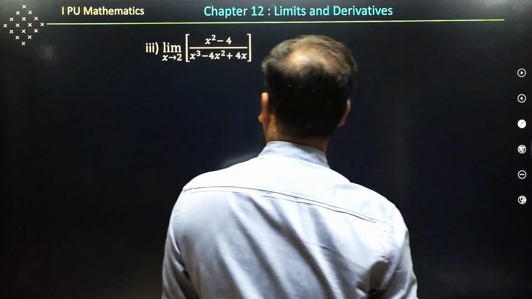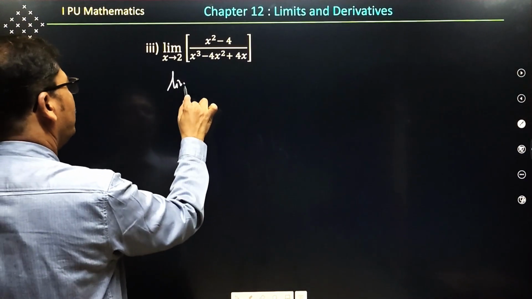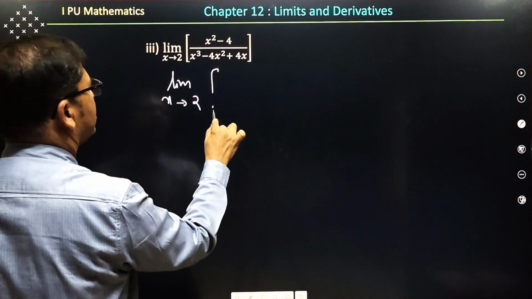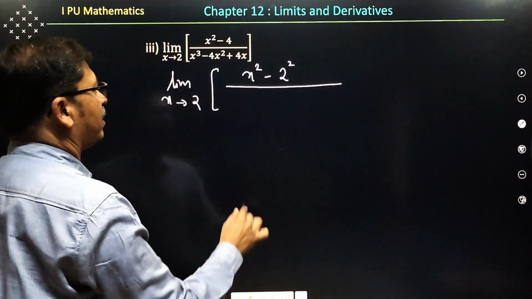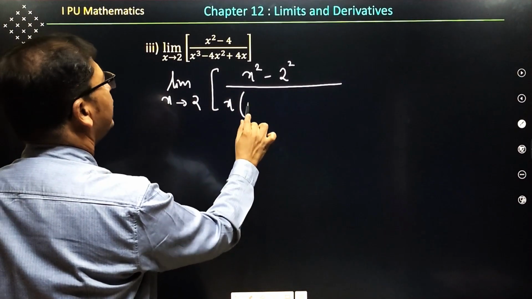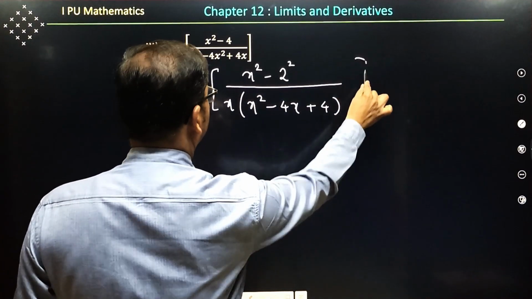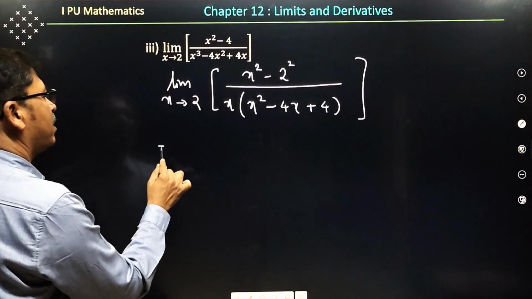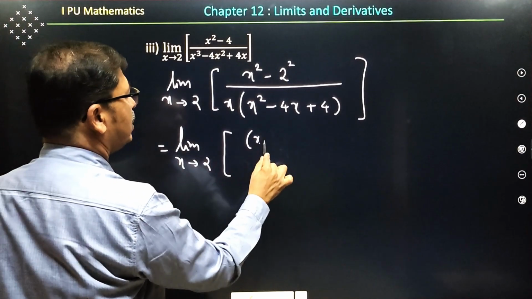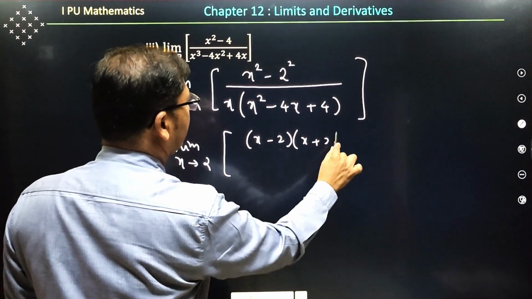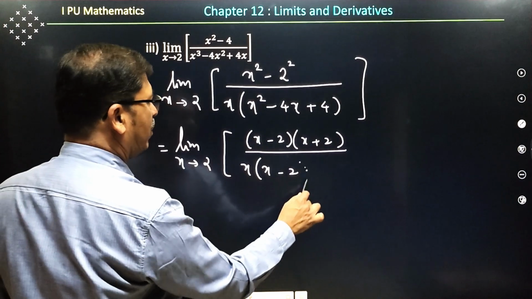Now let me take the next example, the third sub question here. Another similar example, very, very similar. Limit x tends to 2, write as it is. x square minus 4 can be written as x square minus 2 square here. Take x common here. If you take x common, it is x square minus 4x and then plus 4. Exactly similar. Simply numerator and denominator are exchanging. This is limit x tends to 2, x minus 2 into x plus 2, here it is numerator, divided by x into bracket x minus 2 to the power 2 here.